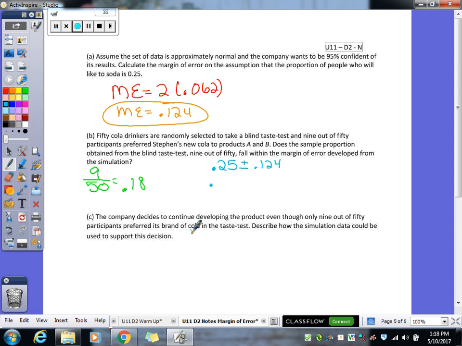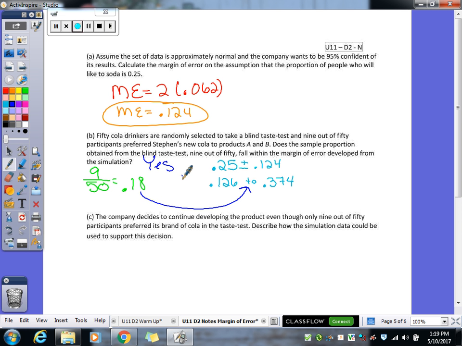There it is. And then we'll add 0.25 plus our 0.124. 0.374. So does our 0.18 fall within our margin of error? It doesn't? Pretty sure it falls within that range. So yes, it does fall within the range of our simulation.